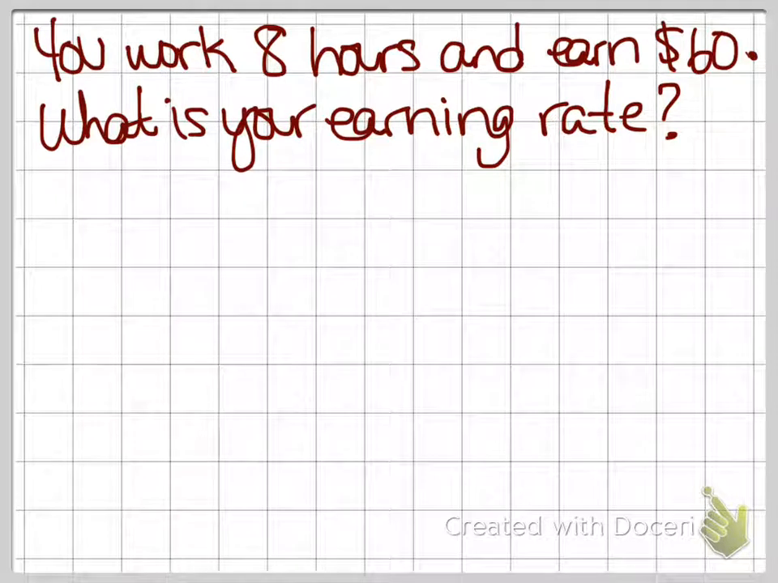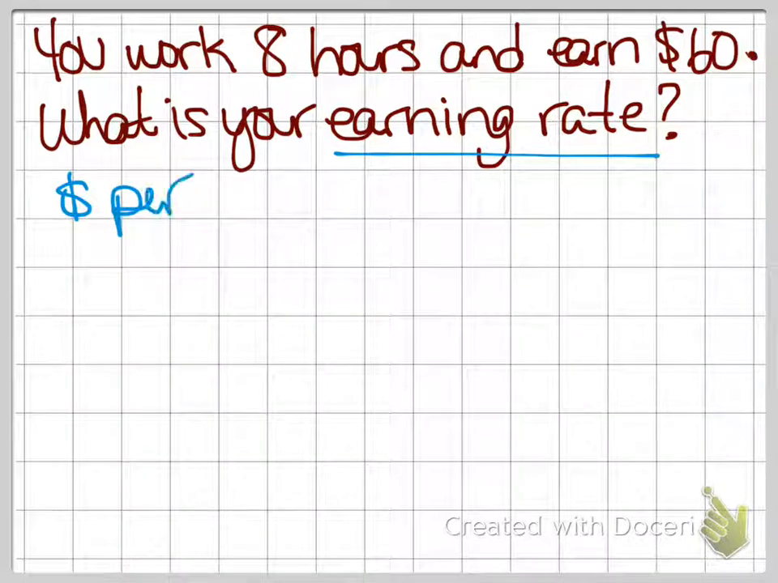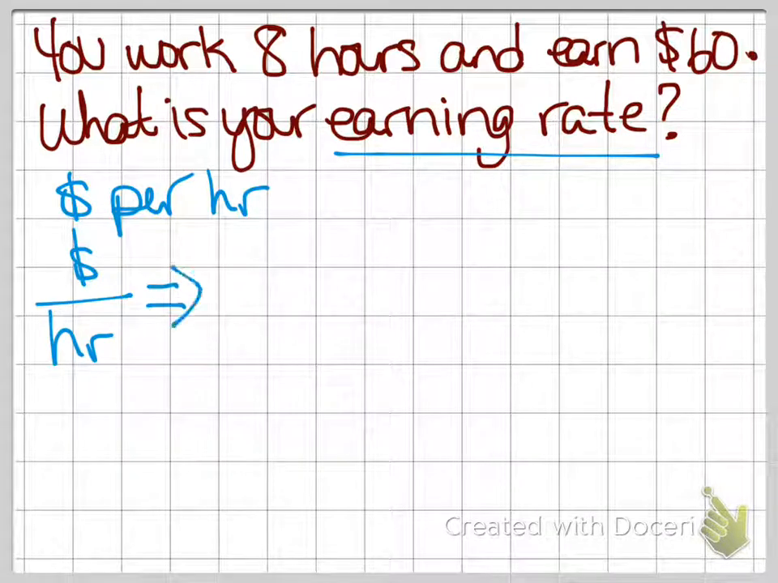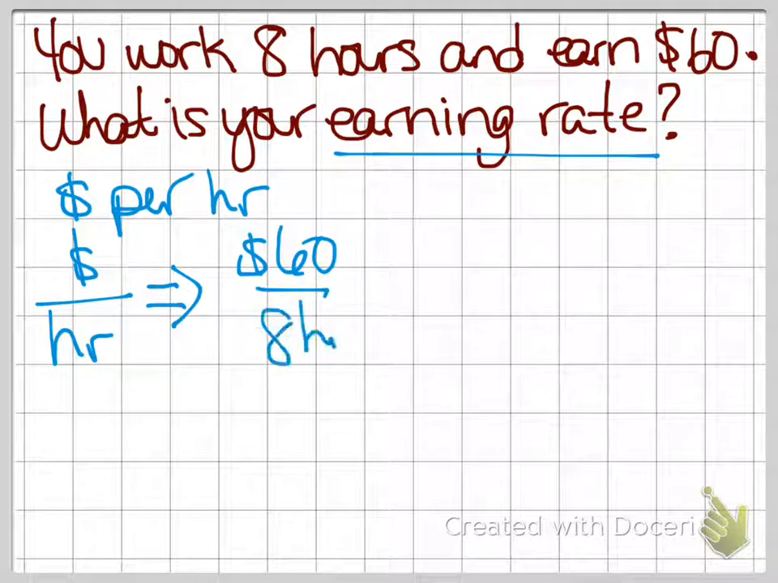So in this first example, you work 8 hours and earn $60. What is your earning rate? So the first thing I would ask you is, if somebody asks you what's your earning rate, what kind of answer do you give them? You usually tell them that you earn a certain number of dollars per hour. So we could write this, as I mentioned, per means division, so dollars per hour. And then when we put our numbers in here, we realize that we have $60 per 8 hours.